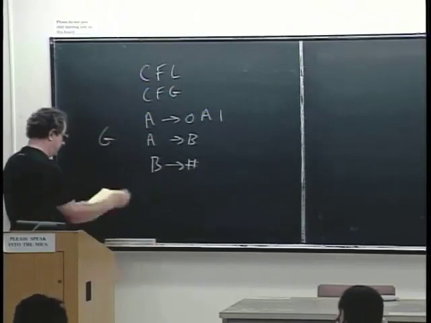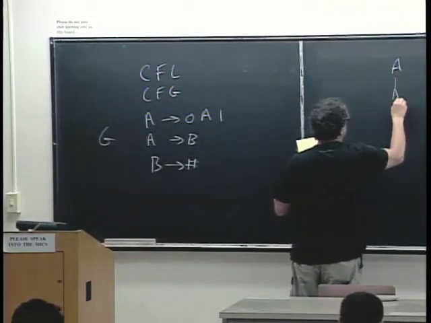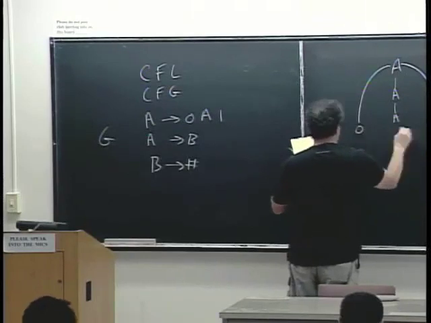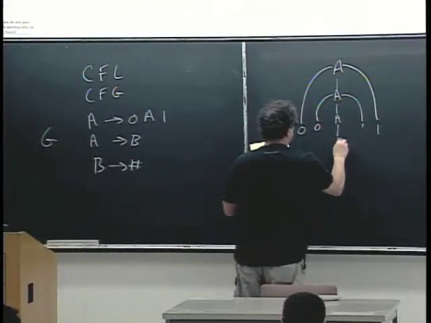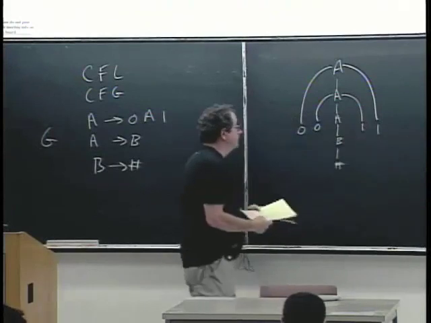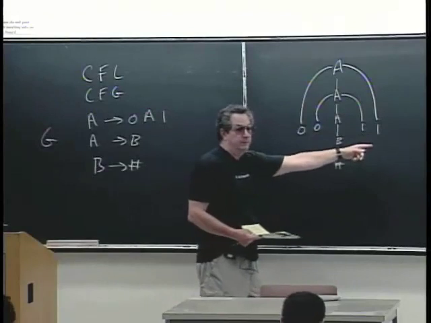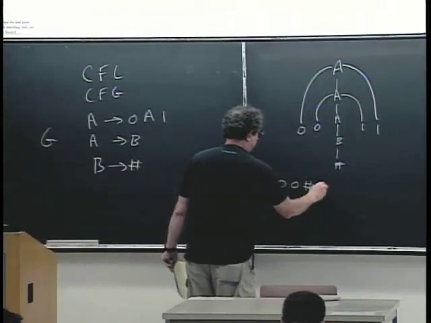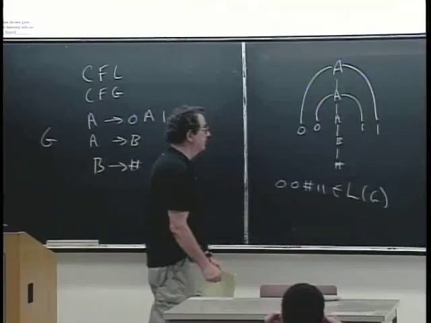I'll call this grammar G. And this looked something like this. Maybe we had a little bit longer one. 0, 1, 0, 1. B. So using this grammar, we generated the string 00 hash 11, and therefore this string 00 hash 11 is contained in the language that's generated by that grammar.